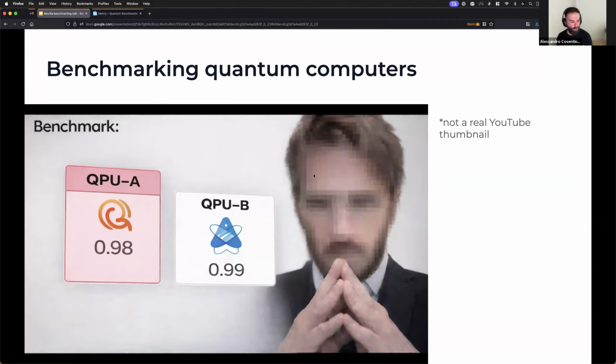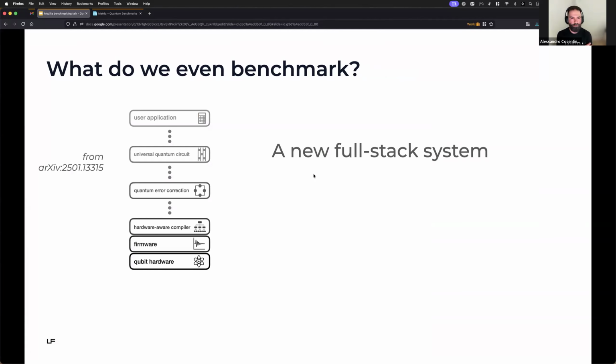So I will not go through a quantum computer 101 intro. I will not explain how they work, and I will not even assume that everyone knows how they work. I will mostly base my talk only on abstract concepts that you will see in the next slide. So the first important question in quantum is, what do we even benchmark?